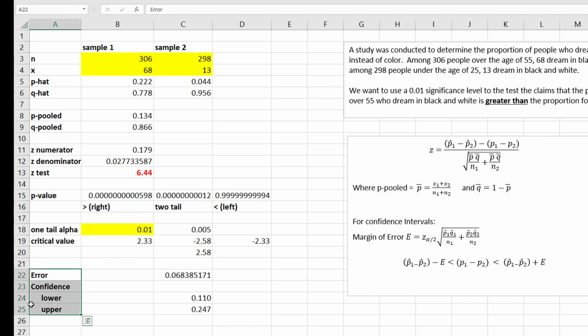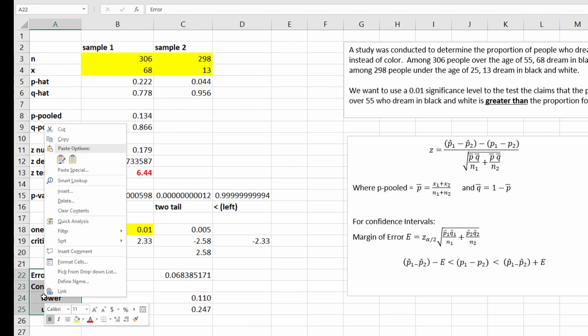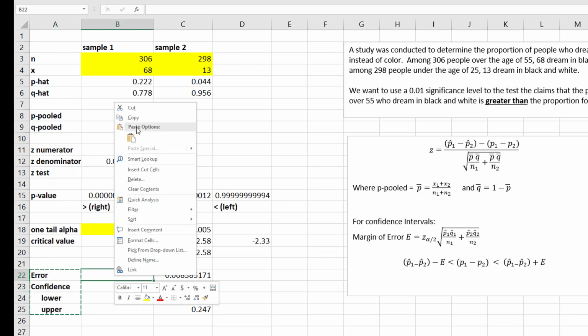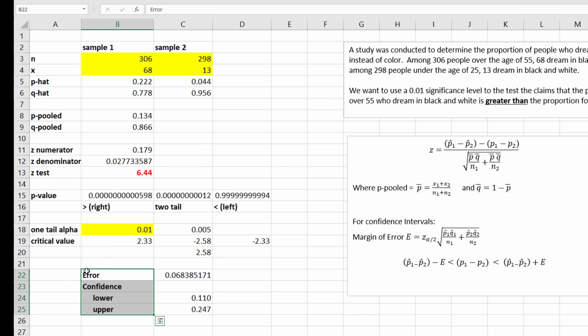In fact, I might move these. So what I'm going to do is actually cut them and just move them closer. I'm just going to hit Control V. Okay, so they're just right next to these. So this would be if you were asked to do a confidence interval.